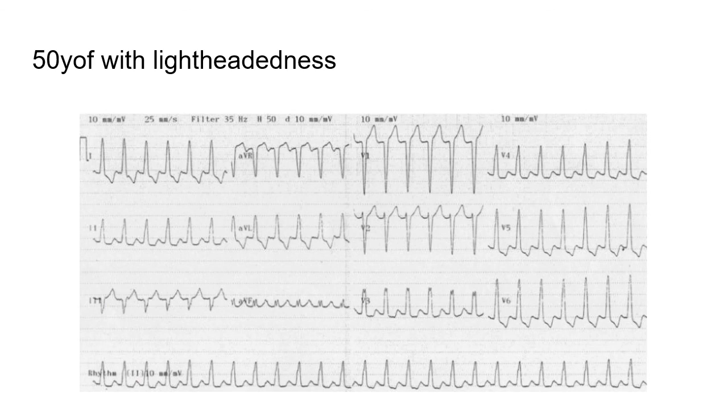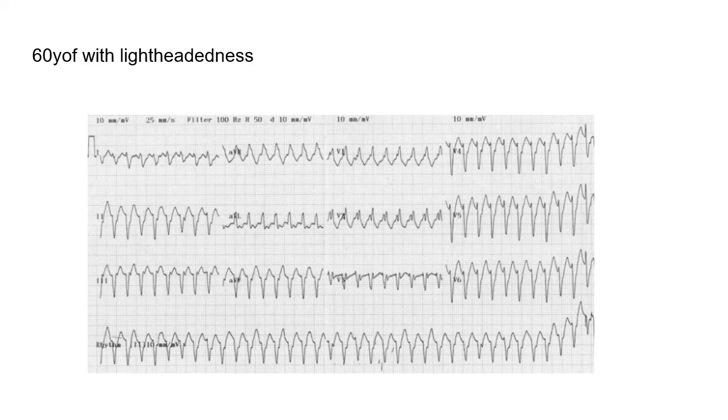All right. The 50-year-old female with lightheadedness, wide complex, regular. So we see wide complex tachycardia. It's monomorphic, right? So it's not polymorphic.